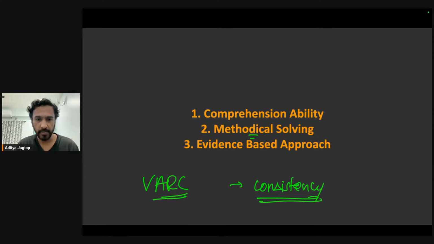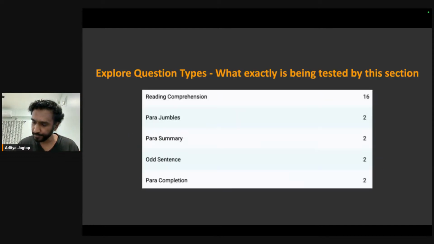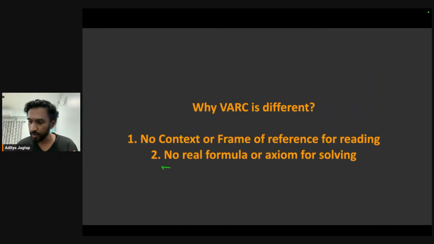So speed is really important, and accuracy is really important. So you should pay attention to the right amount of information in the given time. And since, like I said, the level of difficulty of passages keeps shifting, the consistency of students also keeps shifting. Because there is no underlying method that they use, there is no specific routine that they rely on when they solve, their consistency goes for a toss. So the first big thing that I told you here was, there's no real formula or axiom.